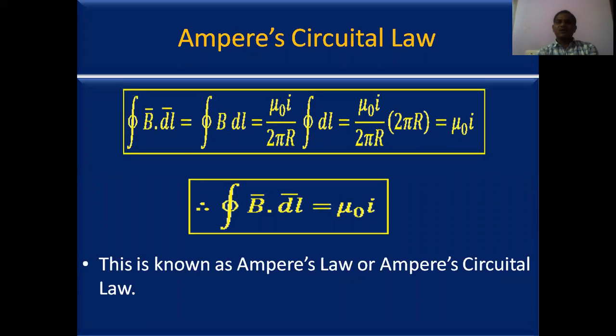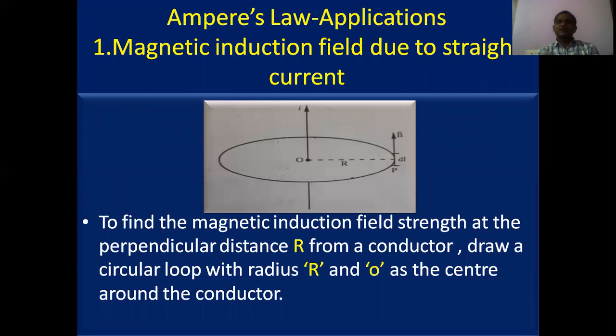So therefore, what we got? Closed integral B bar dot dl bar equals mu naught into I. This statement is known as Ampere's law or Ampere's circuital law. This formula is applicable for steady currents. It is also applicable for any shape of the closed loop. So you should remember this point here. Right, so let us see the applications of Ampere's law.